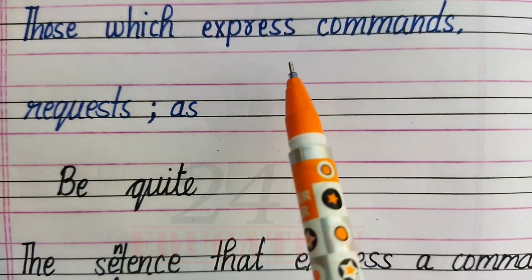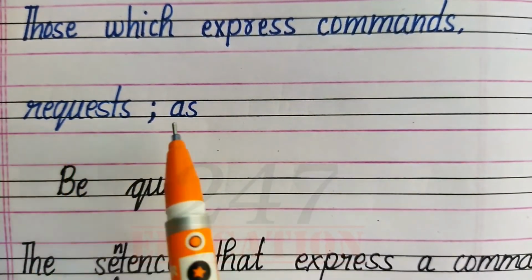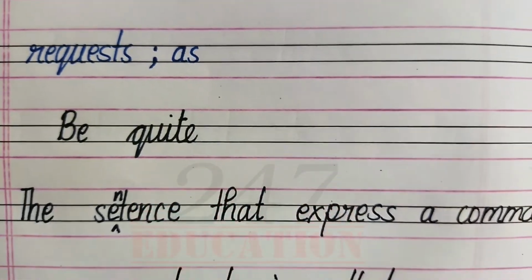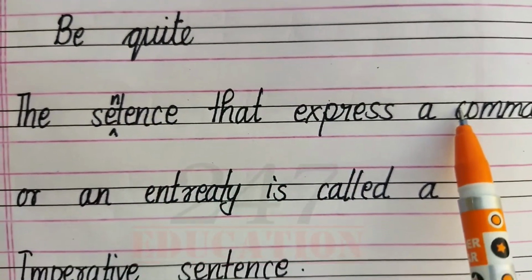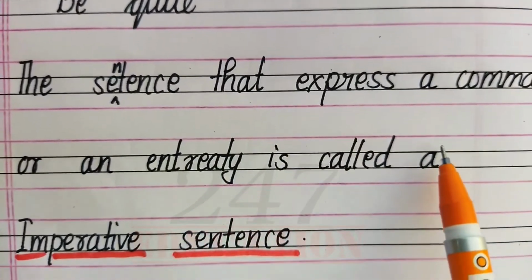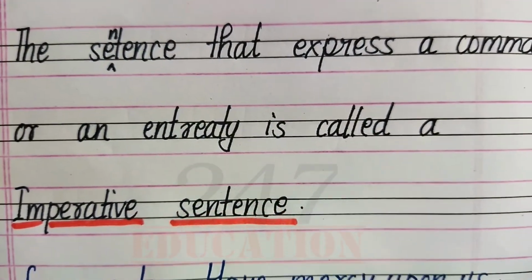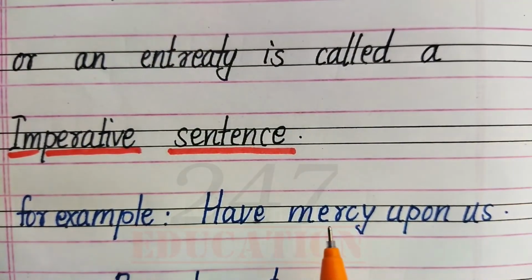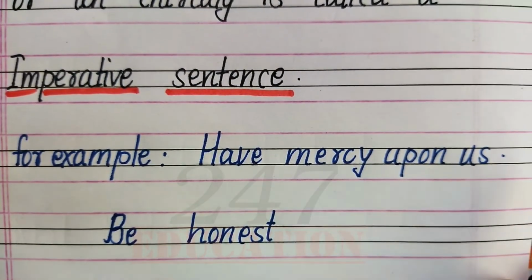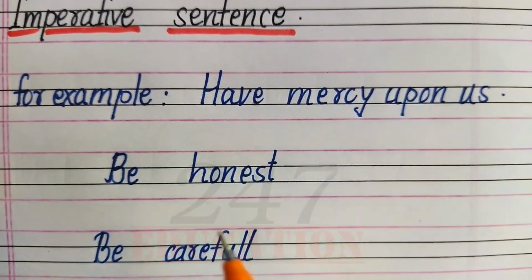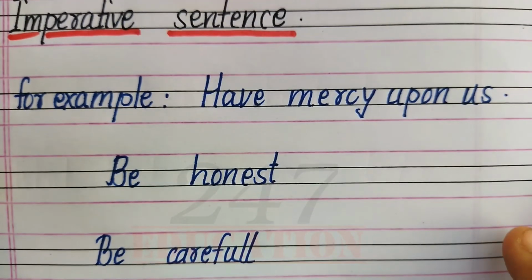Those which express commands, requests, as be quiet. The sentence that expresses a command or an entreaty is called an imperative sentence. For example, have mercy upon us. Second example, be honest. Third example, be careful.